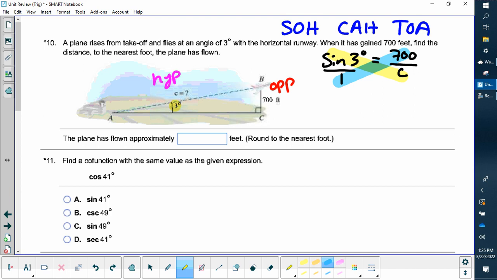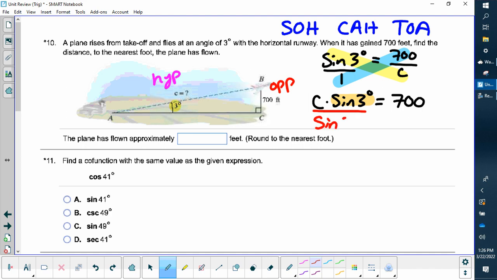Now you'll notice again, sometimes we're done, sometimes we're not. This one is one where we're not quite done at this point, because c is not alone. C is being multiplied by this decimal in our calculator, right? The opposite of multiplication is division. And I don't like changing sine of 3 into a decimal because you would have rounding error. I wait to the very end. This would be a division problem.